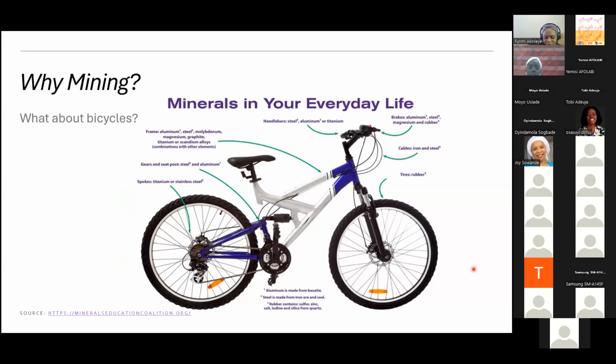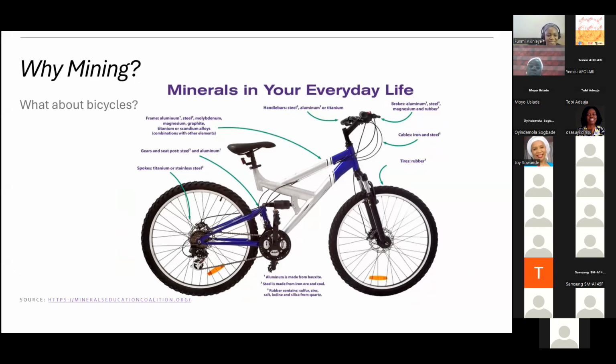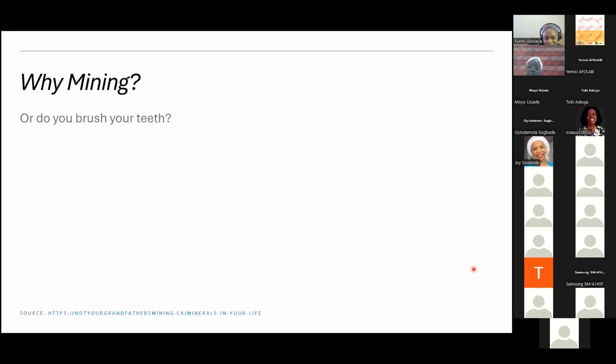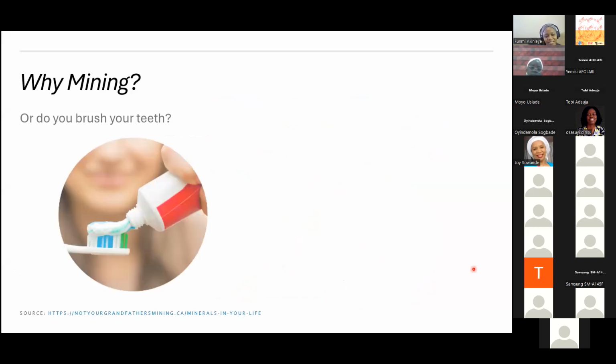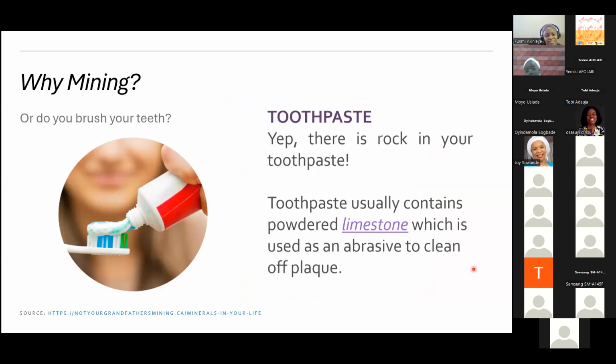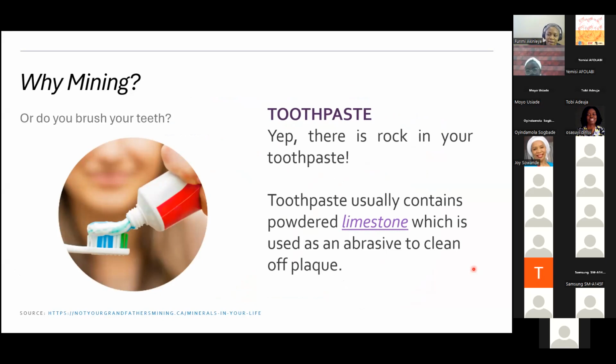Or do you even brush your teeth? I'm sure everyone here, we brushed our teeth today. And so yes, rocks exist in toothpaste. People think about mining and they visualize mining to be something very far, but mining is a part of our lives, literally. Even this computer that I'm using to have this conversation with all of you now, there's at least 10 things inside that required something mined.